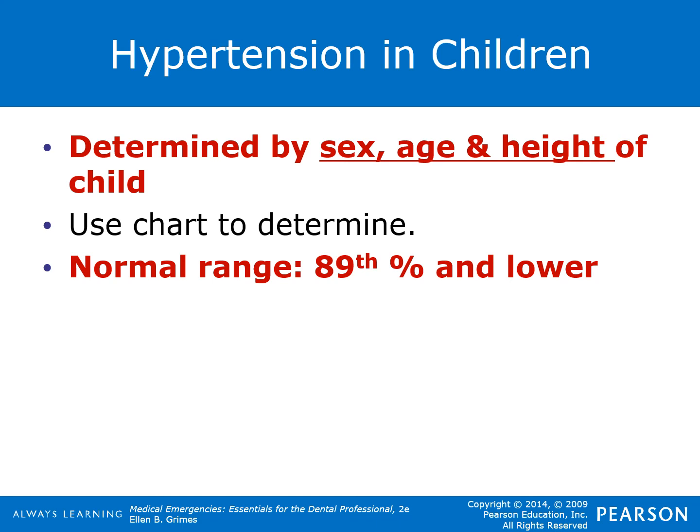So instead of trying to memorize this whole chart or anything, all you really need to know, and the questions I see that come up on boards and on your tests, will be what is the normal range. A normal range for a child, which we determine by their sex, whether they're male or female, and their age and their height, is it needs to be at the 89th percentile and lower. So that's the only thing I ever hear about that. If you just remember 89th percentile and lower is a normal range for children, and it's by sex or gender, age, and height, not weight.